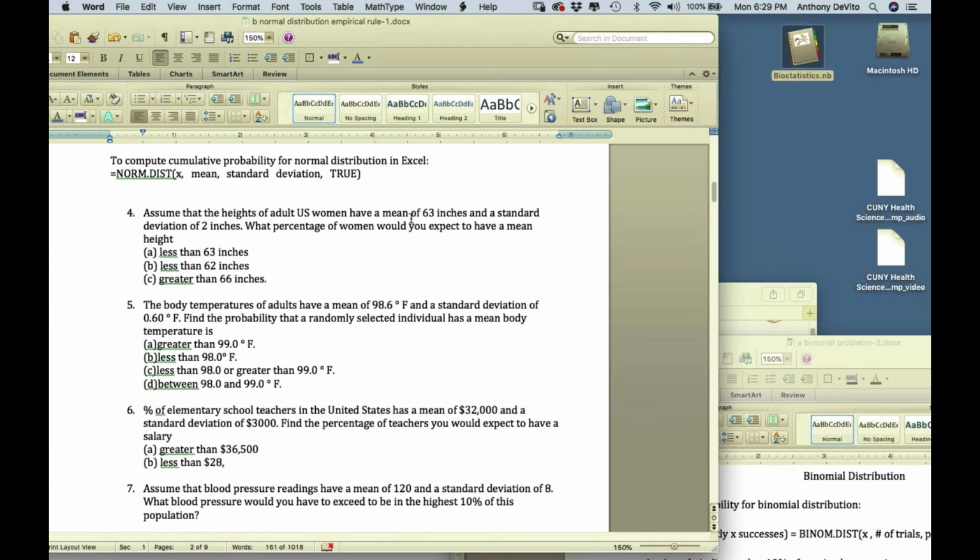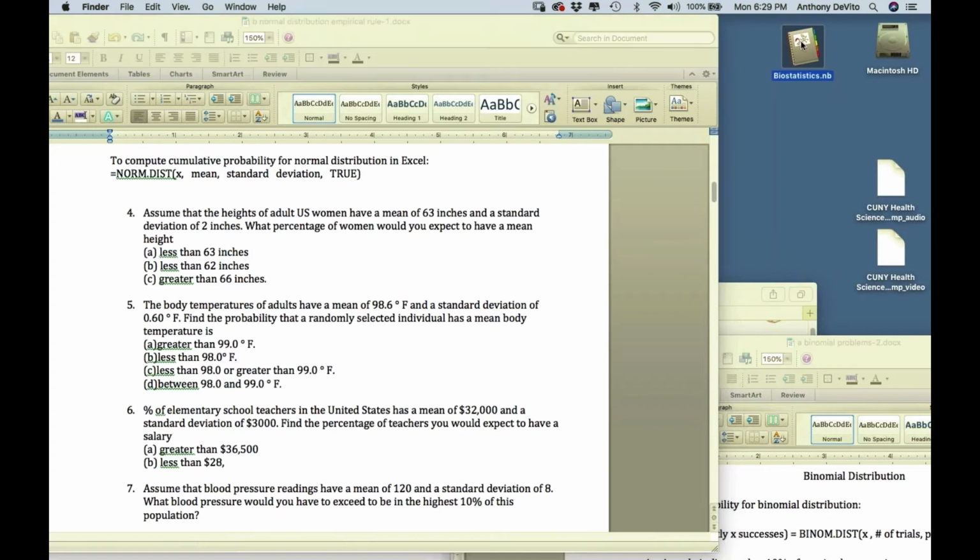Assume that the average heights of U.S. women are 63 inches, with a standard deviation this time of 2 inches. What percent of women would you expect to have a mean height less than 63? Well, the mean is 63, so we would say 50% there. Less than 62 inches? Uh-oh, we have a problem now, don't we? Right, so what is that problem?